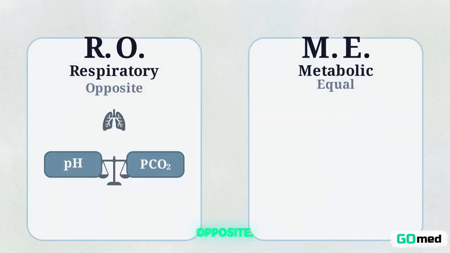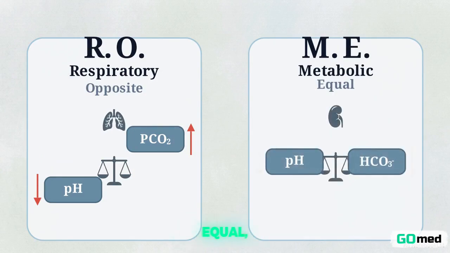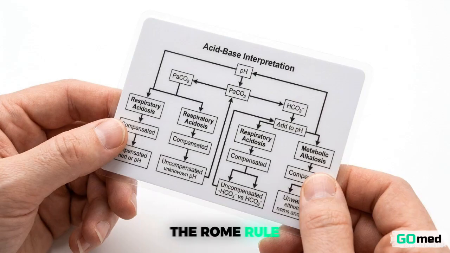Under respiratory opposite, if pH drops while carbon dioxide rises, the failure is respiratory. Under metabolic equal, if pH and bicarbonate both drop, the kidneys or metabolic pathways are responsible. The Rome rule provides an algorithmic path to identifying the root cause of a metabolic crash.